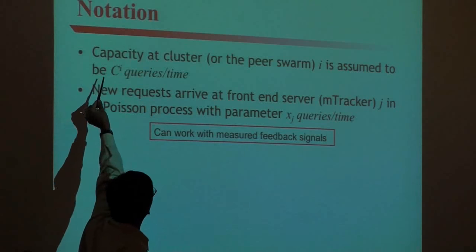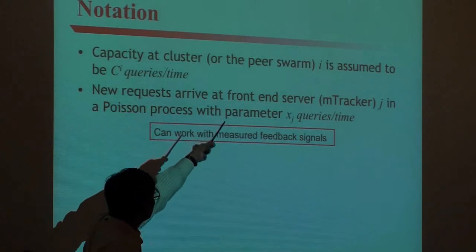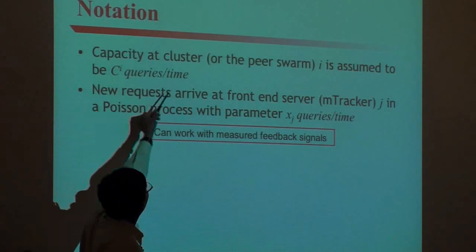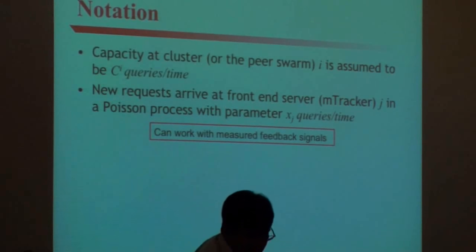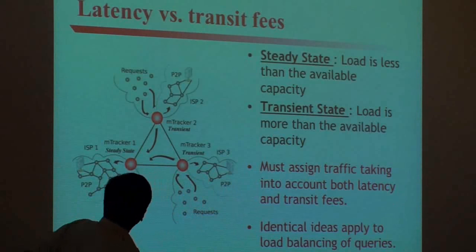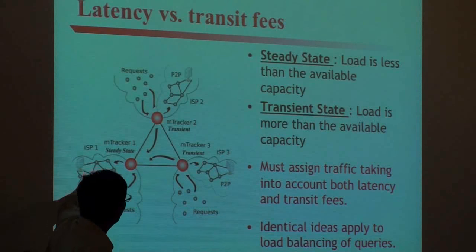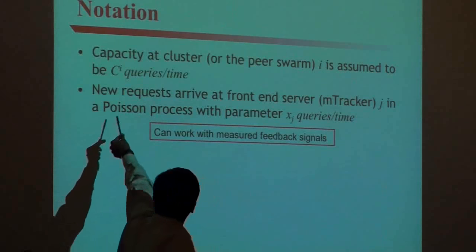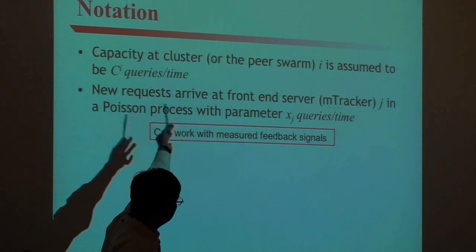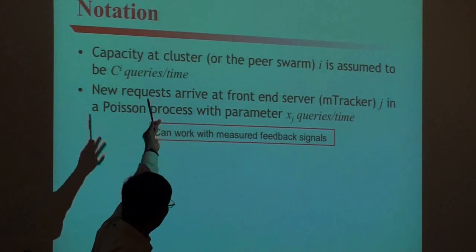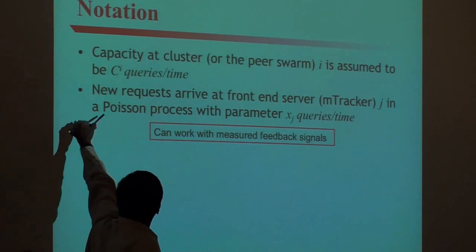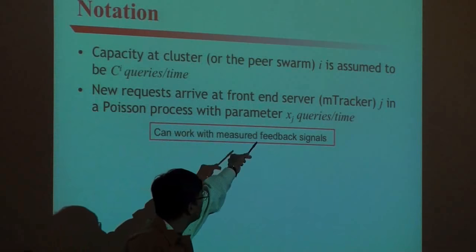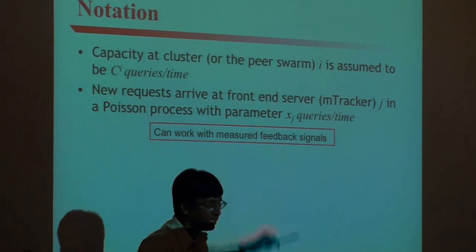So really what I'm saying is, any cluster, we assume the cluster named i is assumed to have C sup i queries per unit time capacity. So for example, this cluster out here would have C sub 1 amount of capacity for processing queries. The requests arrive at the front-end server as some process. It could be a Poisson process. It could be anything really, with a certain parameter x sub j queries per unit time.